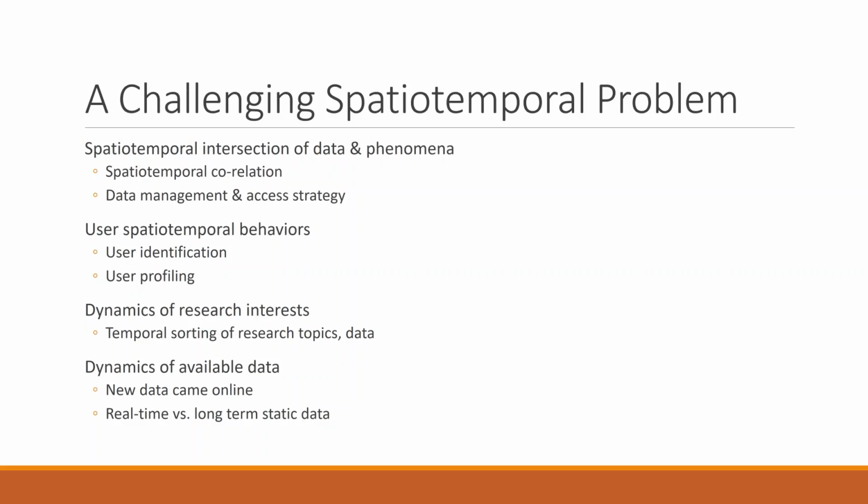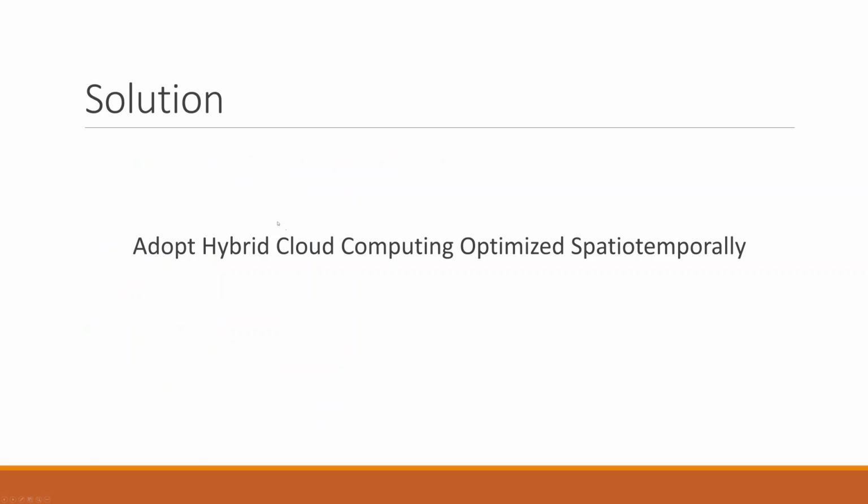And also the research interests are quite different from time to time and from place to place. And there are also some dynamics of dataset availability. For example, there may be new datasets coming online, or real-time versus long-term static data, and how to deal with those problems. So after thinking through all of those, we came up with an approach of hybrid cloud computing, but with some spatial temporal optimization built into this platform.